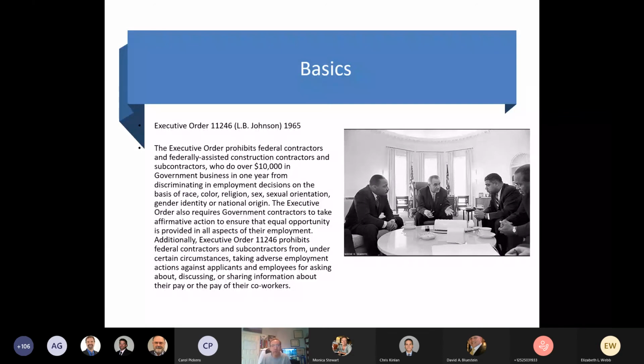So what EO 11246 says is that federal contractors doing more than $10,000, it's not $10,000, it's $50,000, but it's irrelevant, it's a very small de minimis number, that they do not discriminate against employees on the basis of race, color, religion, sex, et cetera, et cetera. We've had additional titles added to that over the years. Sexual orientation, gender identity, and national origin weren't part of the original executive order, but have been added to the legal framework by subsequent administrations.